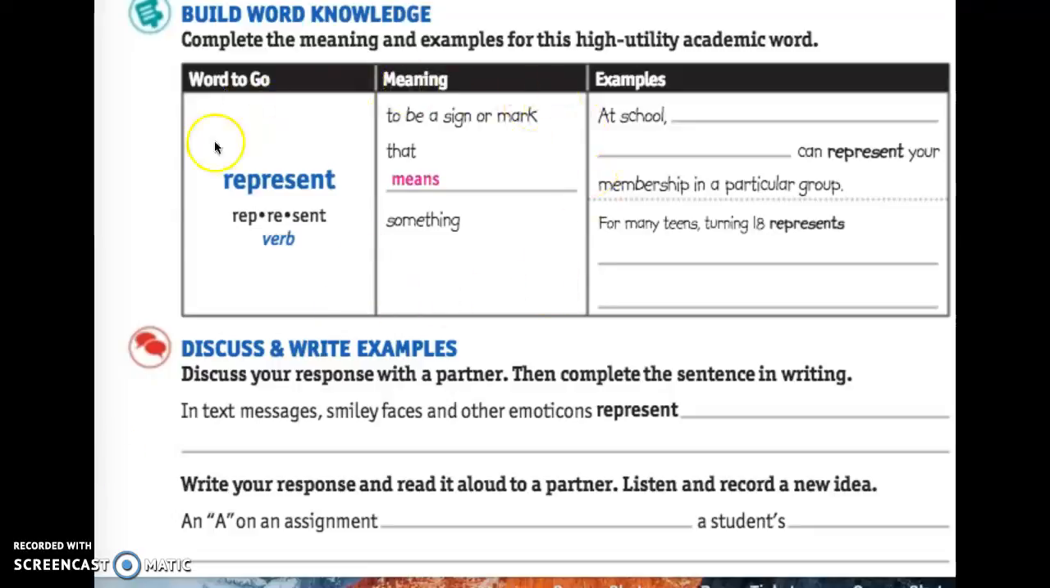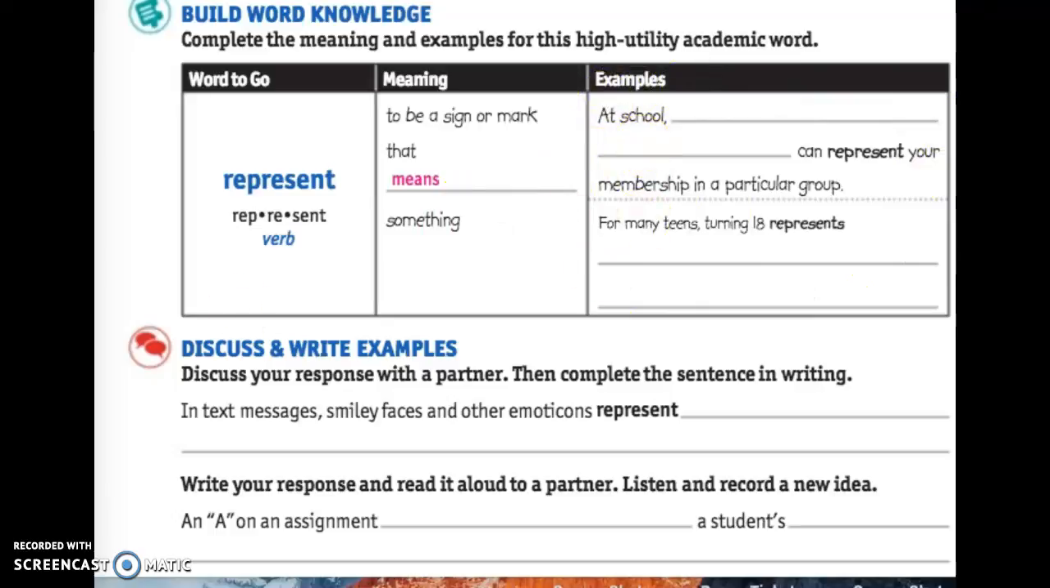When we talk about it when it comes to somebody's drawing, we could say, oh, they drew a symbol that represents, that's what the symbol is doing, which is a verb, it's something you do. This symbol represents happiness, or this symbol represents love. It's a sign or mark that means something. Let's come over here to these examples.